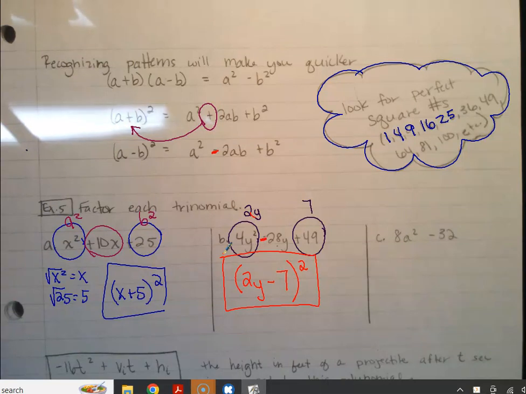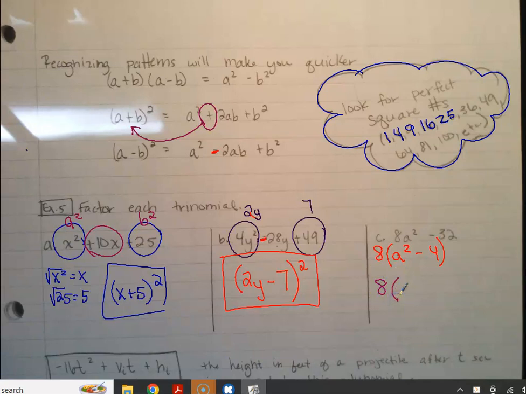So remember the rule that I said earlier: always try to factor out a GCF first. 8 goes into both, so we're going to factor out an 8. 8a squared divided by 8 is a squared, minus, what's 32 divided by 8? 4. And now we have perfect squares. 4 is a perfect square, and a squared is. So we keep the 8.